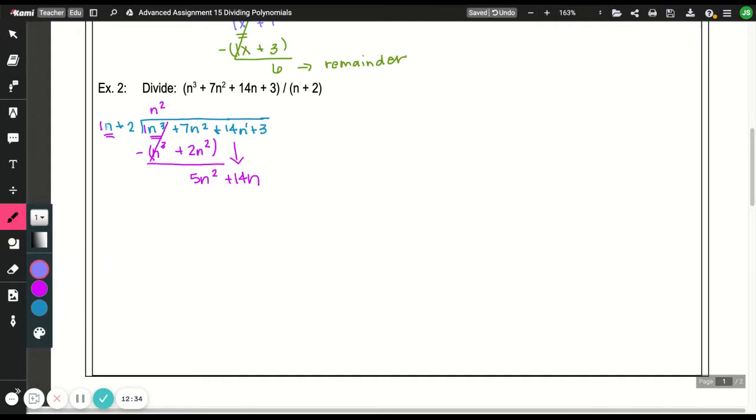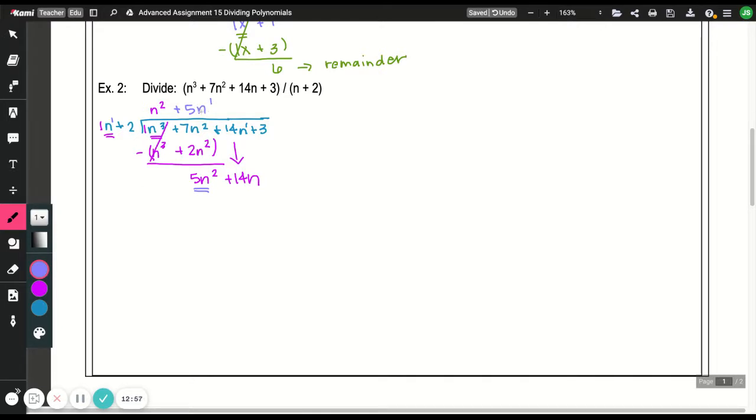Okay, so I look at only the first term and only the first term. What do I multiply 1n by to get 5n squared? So what do I need to multiply 1 by to get the 5? That would be 5. And then right now it's n to the first. I want to get n to the second, so I need to multiply it by another n to the first.